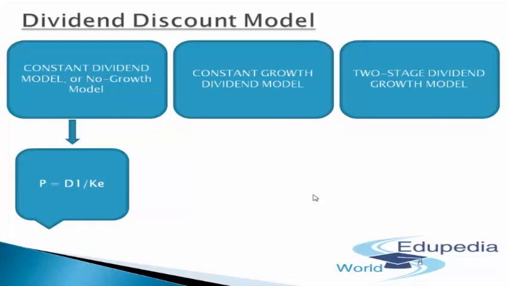And the same can be calculated with the help of the pricing, which would be D1, that is the expected dividend, divided by KE. By KE, I mean the cost of equity or the expected return. What is your expectation while going for that particular stock? And by P, I mean the intrinsic value, the value of that share.